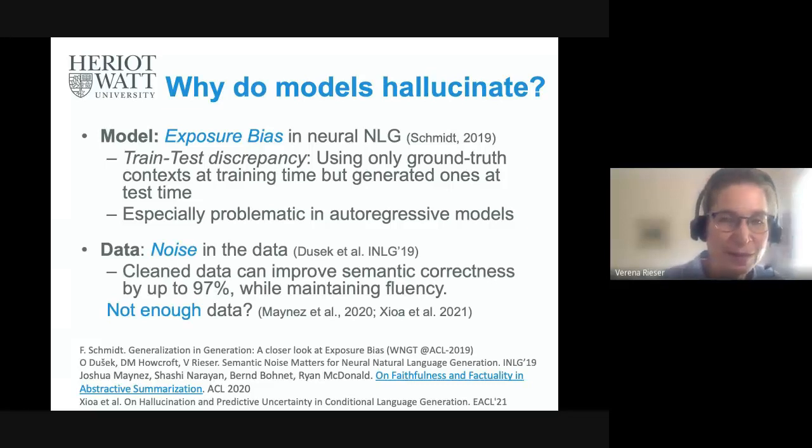Other people, including my group, also say it's not only the model, it's also the noise. And here we looked into the E2E data, which was, as I mentioned, crowdsourced and had some noise in it despite our best efforts. And we semi-automatically cleaned the data and we showed that by this cleaning process, we were able to improve the semantic correctness by an impressive amount. Meaning less omissions, less substitutions, and less hallucinations. There are recent results which also suggest that maybe not enough data is the problem. So for example, by pre-training, you can also minimize hallucinations.